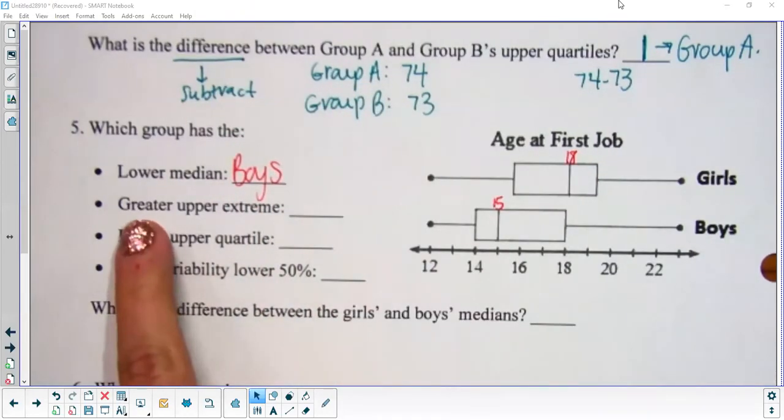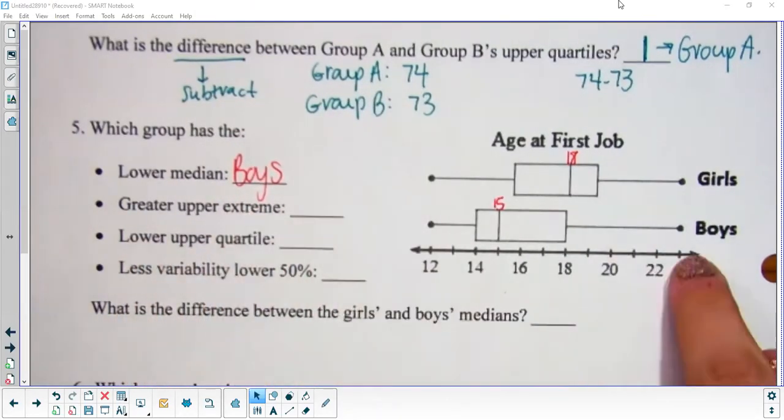All right, the greater upper extreme. Well, here my upper extremes are, again, they're the exact same. So we're going to put same.